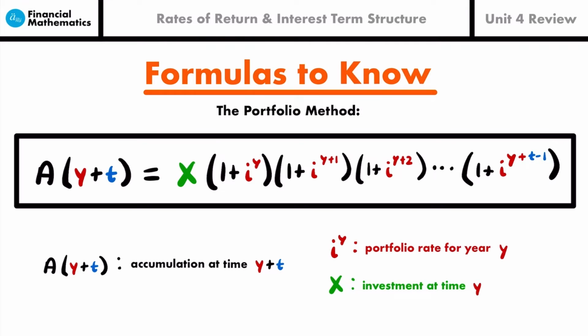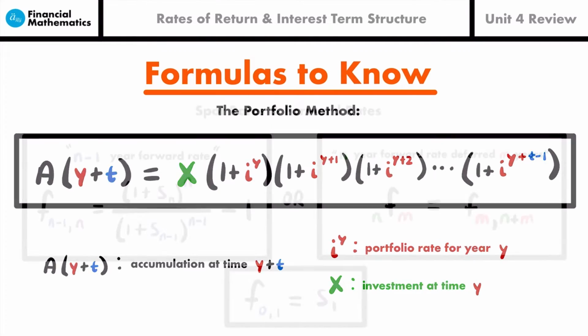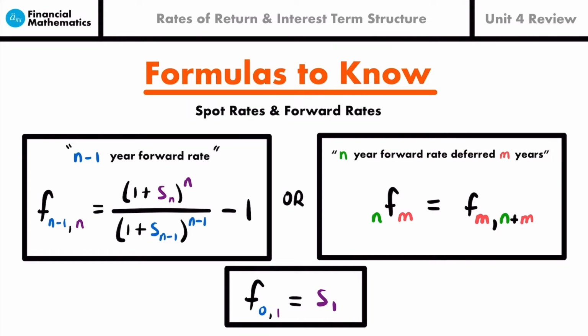And so now we're ready to move on to our last set of formulas for Unit 4. Let's take a look. Our last set of formulas all have to deal with spot rates and forward rates. And the wording and notation surrounding spot rates and forward rates can be a little bit confusing because there's not one single agreed upon notation for spot rates and forward rates. But I'm going to try to do my best here to clear up any confusion surrounding that. To start, let's talk about forward rates.